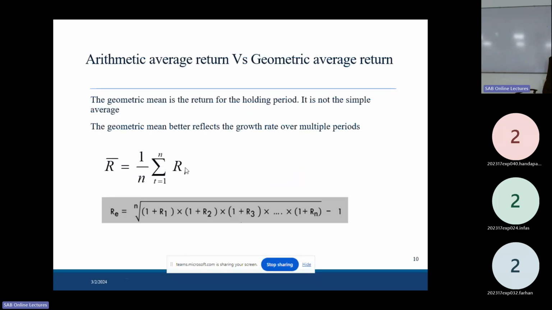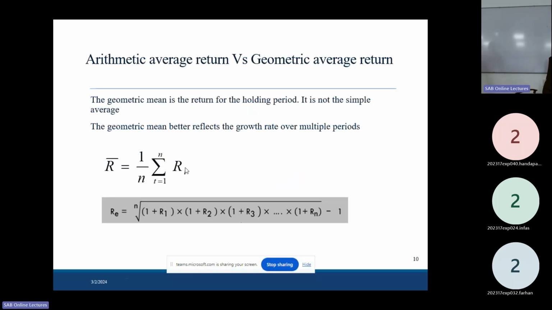But in the geometric average return, you can see that a multiplication impact is there. 1 plus return year 1 into 1 plus year 2 return, and likewise 1 plus Rn, to the power 1 over n, minus 1. 1 is our initial investment, so you subtract it. Then you will get the geometric mean. While I explain these two statistical properties, normally the geometric mean means the return for the holding period.